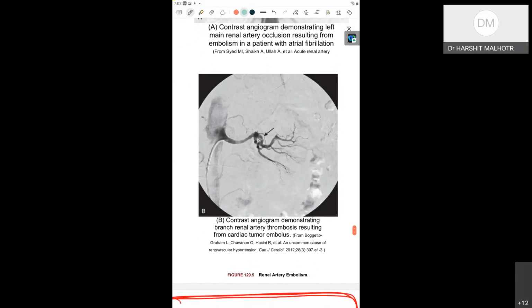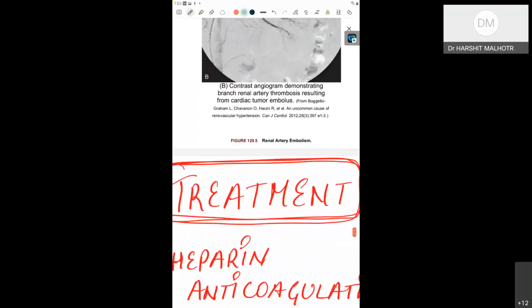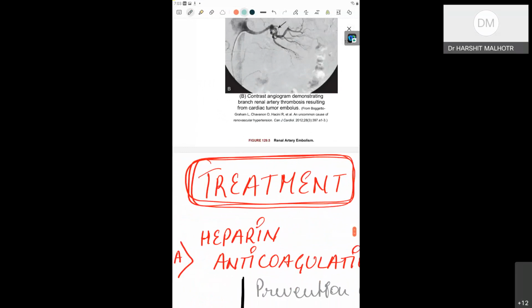Yes, selective renal angiography has been done, and we have seen the filling defects which are there. And as you see, there are segmental filling defects. Only the lower half of the distal vessels are being seen enhanced after contrast, not the upper half. Diagnostic of renal artery embolism.